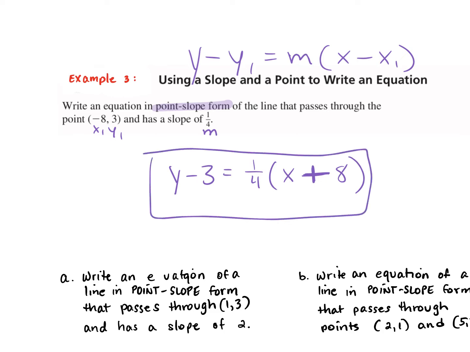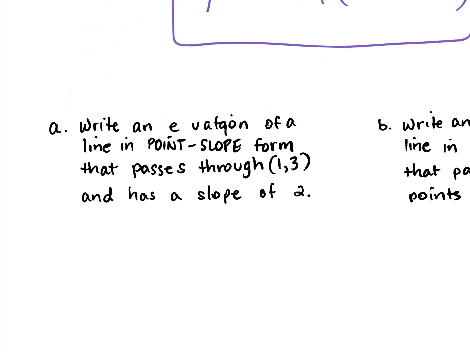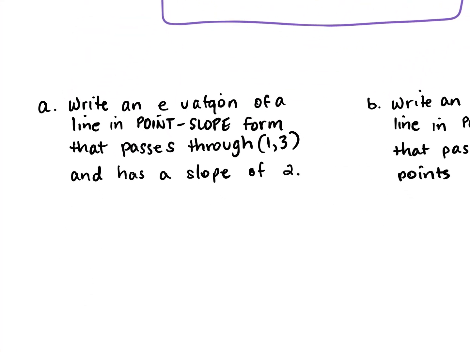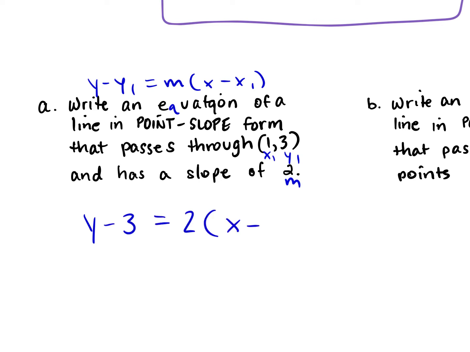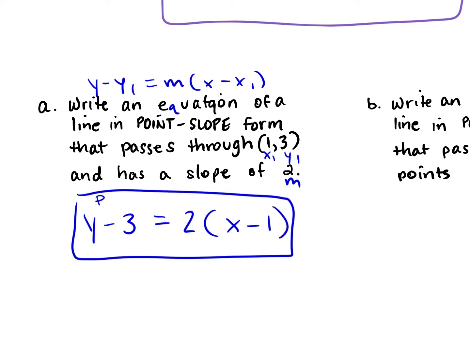All right, let's look at A. Here we need to write an equation of a line in point-slope form that passes through 1, 3 and has a slope of 2. So my equation in point-slope form is y minus y1 is equal to m times x minus x1. So my point is going to be my x1 and my y1, and my slope is my m. So I have y minus 3 is equal to 2 times x minus 1. So that is my equation in point-slope form.